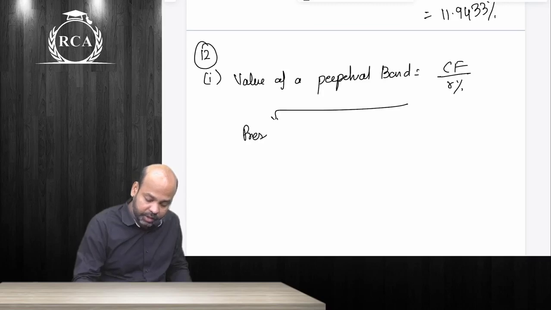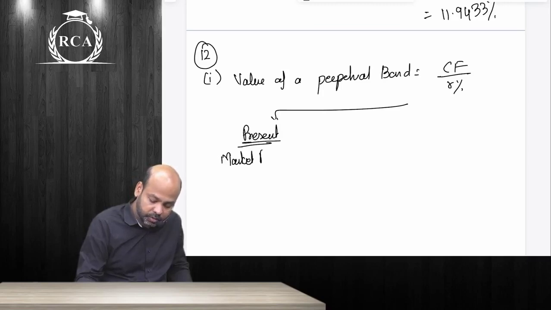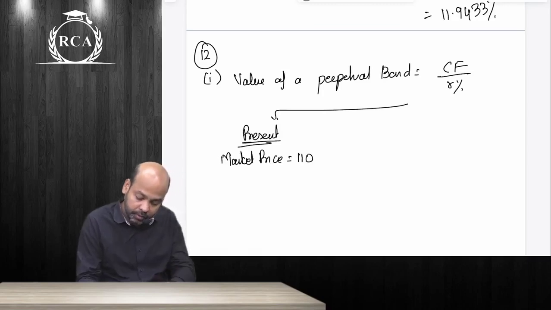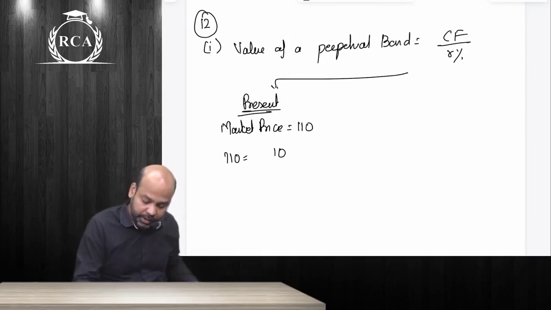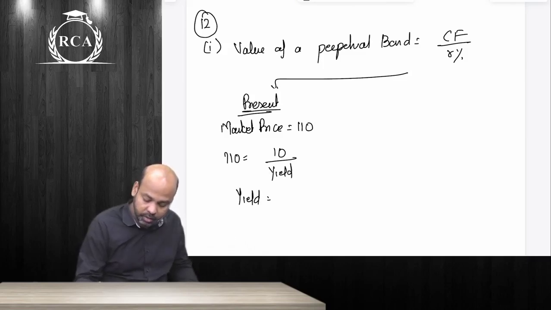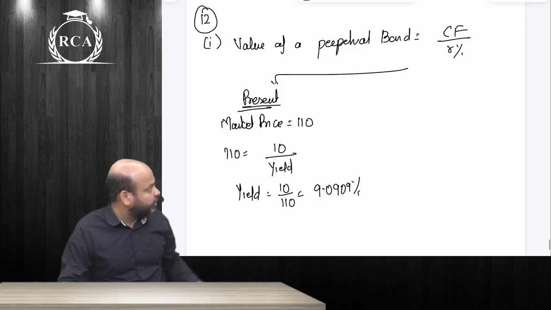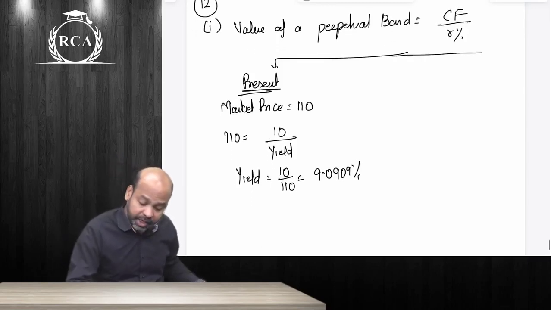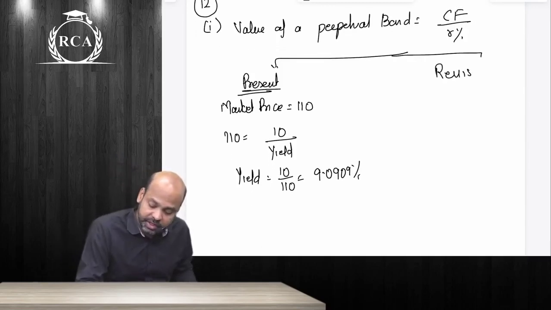Let's see the present scenario. At present, beta, market price is how much? 110. So I will write 110 is equal to 10 divided by whatever is the current yield, guys. What is your current yield? 10 by 110, it will be 9.0909. Same as what you got, no? 9.0909%.